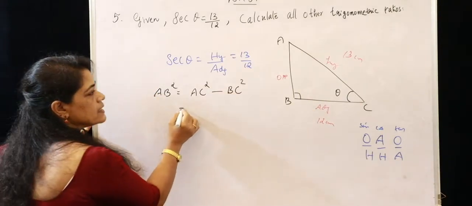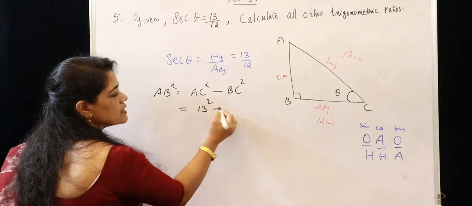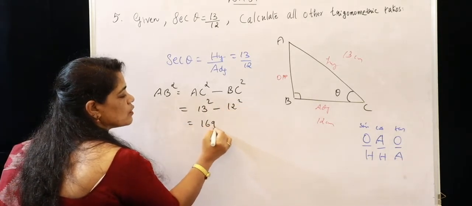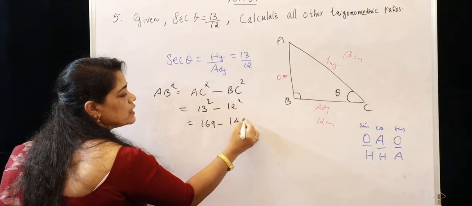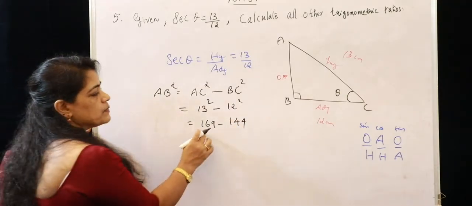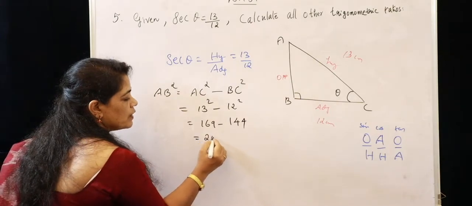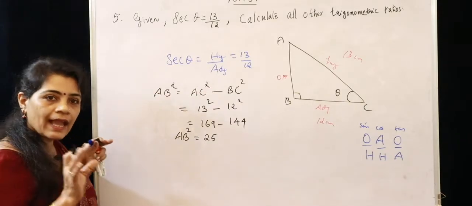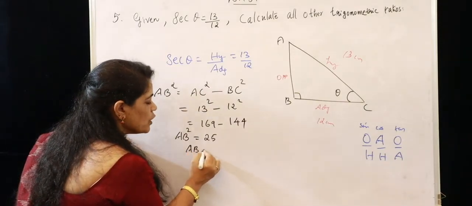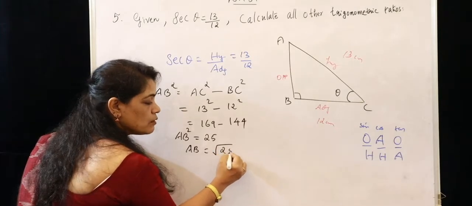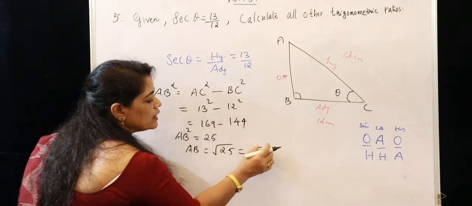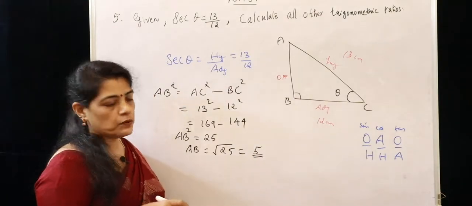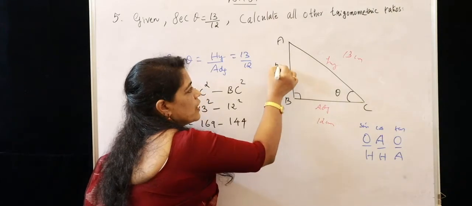Okay, AC is given as 13, so 13 square, BC is 12 square. 169 is the square of 13, 144 is the square of 12, and by subtracting, you will get 25. This is AB square, the square of the opposite side. But we need simply AB. So by taking the square root, 25 gives plus or minus 5, but here only 5, because it is the length of the side. It can never be negative. So 5 centimeters.